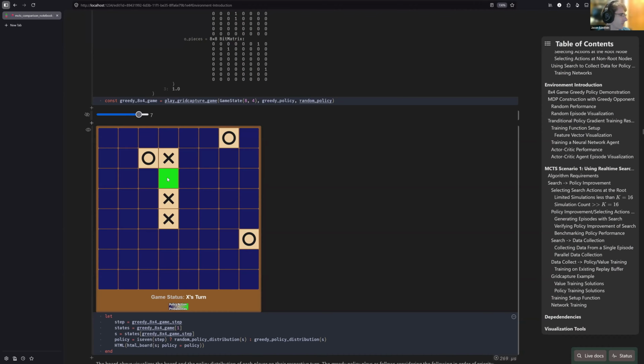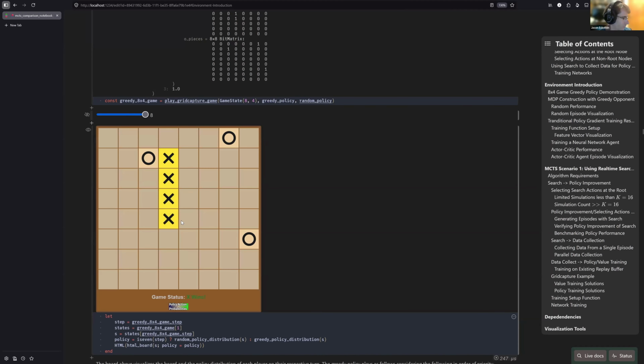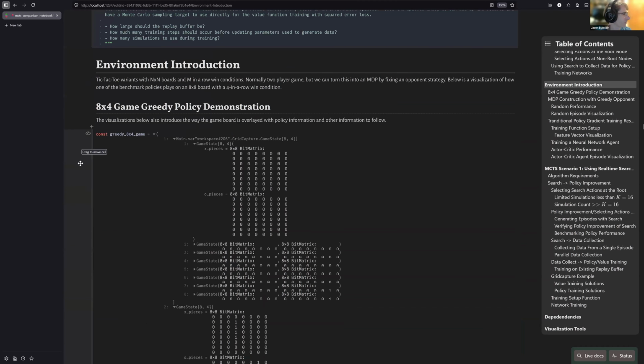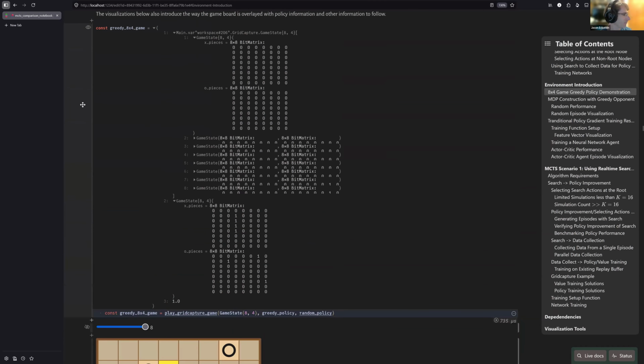And then at this point, for the policy, all of the other moves are considered 0% probability, and the winning move is 100%. So it will always play this move from this position, and that will lead to X winning the game. Basically, if the random policy plays in this game, it will almost never win, because the greedy policy will always take a win when it's available.